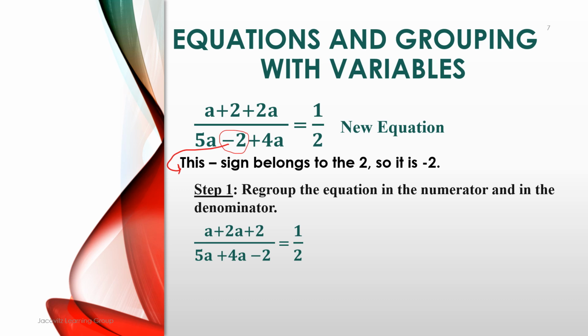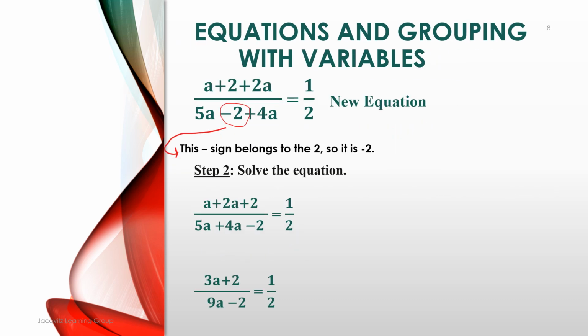Okay, we have a plus 2 over 5a minus 2 plus 4a equals a half. The subtraction sign belongs to the 2, so it's actually negative 2. I'm saying that in case you want to go ahead and subtract. What we did here was we just moved it over so all your a's were closer together. So when you get ready to add, you can see very easily there's an implied 1. Since you're adding, this is 3a and this becomes 9a.